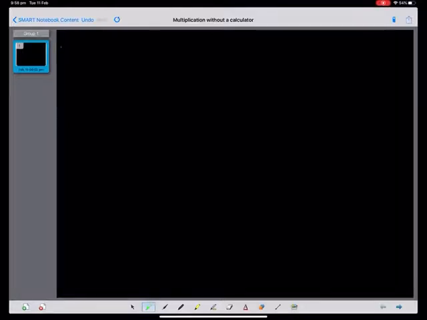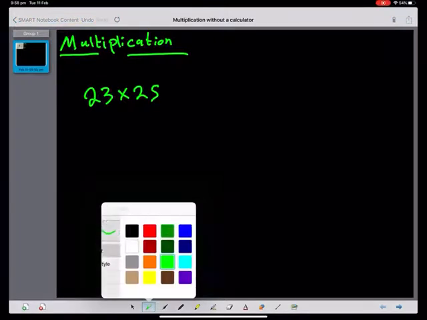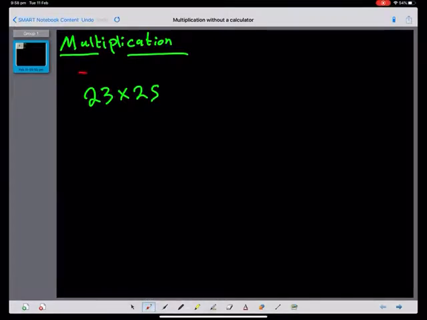Okay, so let's have a quick look at the multiplication algorithm without using a calculator. So let's put a title. Let's do 23 multiplied by 25. Now, I hope you recognize that we've got a 10 and a unit, and a 10 and a unit. So let's use the column multiplication algorithm.